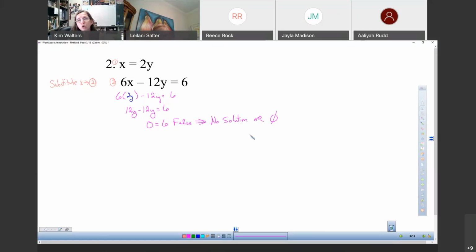If you were to graph these two equations, my graph would be two parallel lines. And because they're parallel lines, they never intersect, and that's why there's no solution.